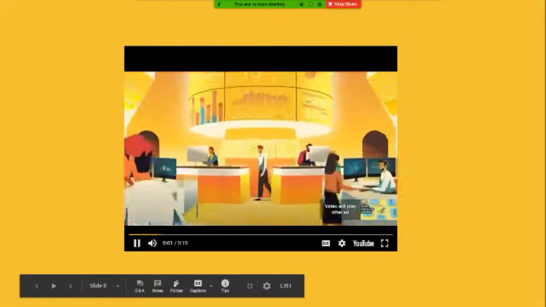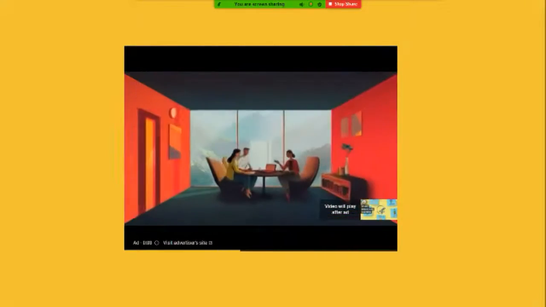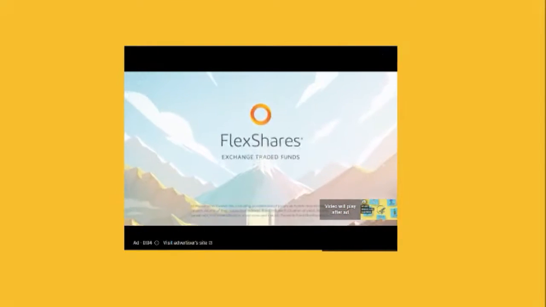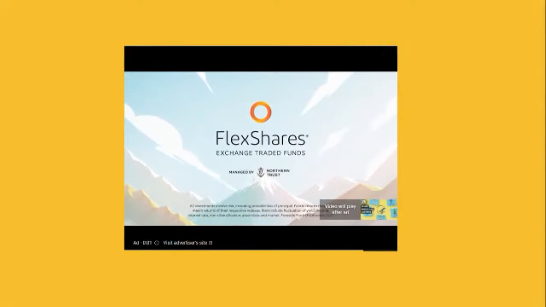FlexShares ETFs are built with advanced modeling to fill portfolio gaps and target specific goals, strengthening client confidence in you. Before investing, consider the fund's investment objectives, risks, charges, and expenses. Go to flexshares.com for a prospectus containing this information.